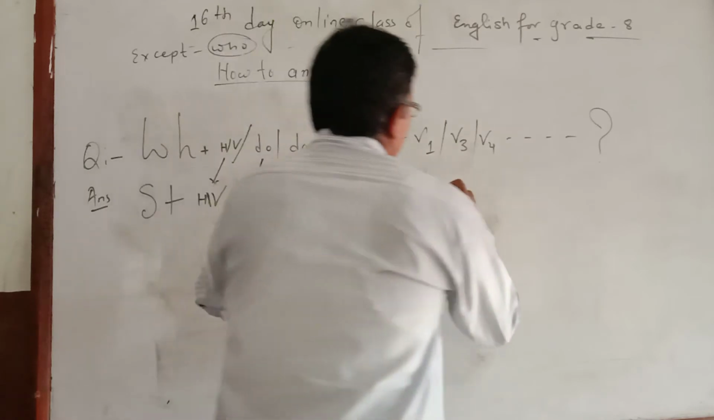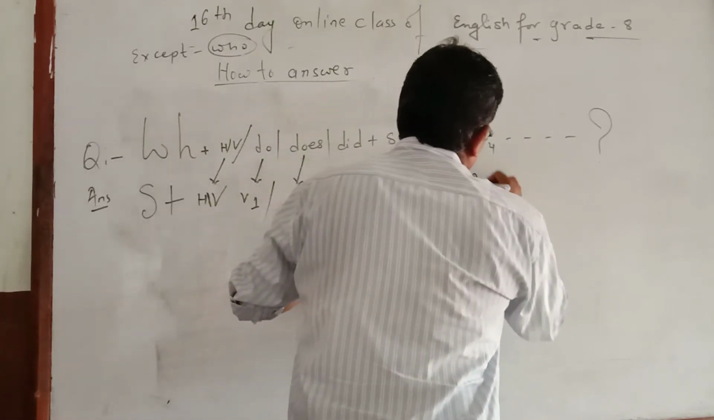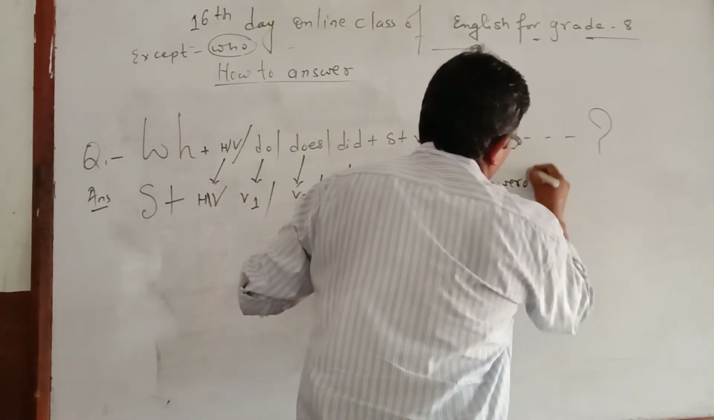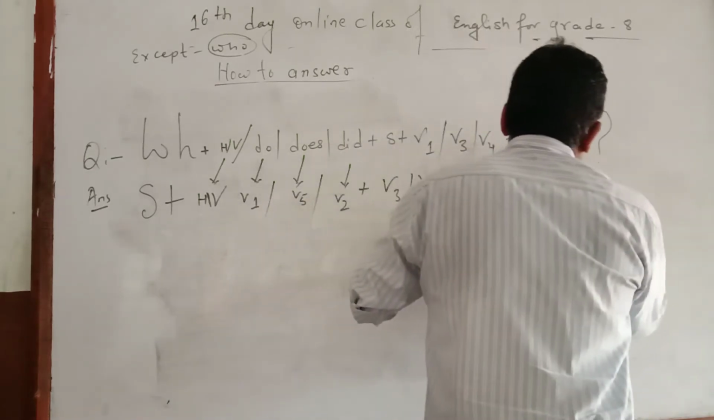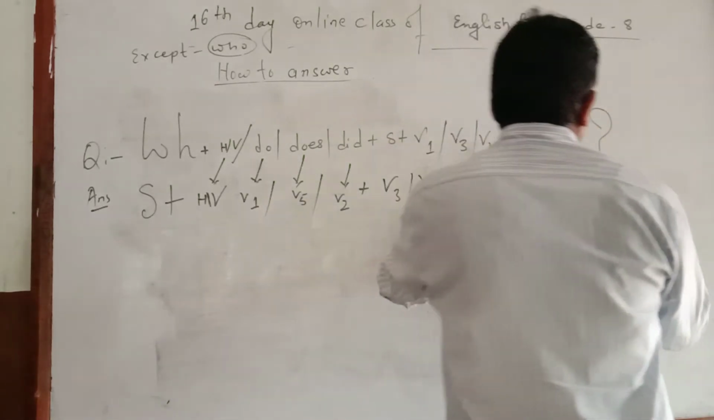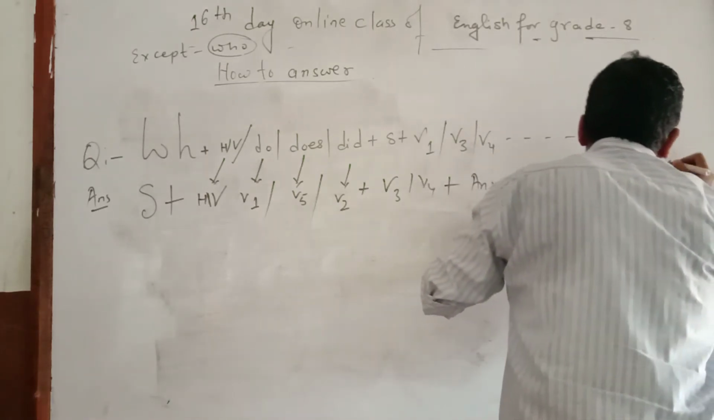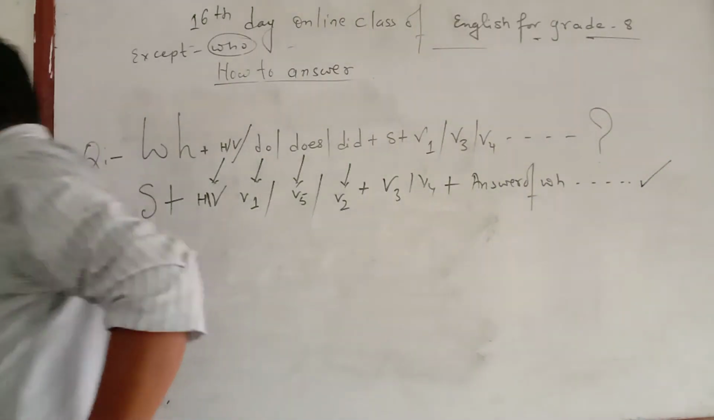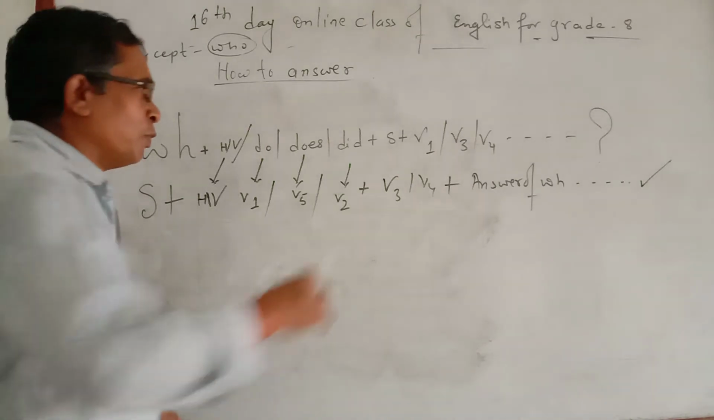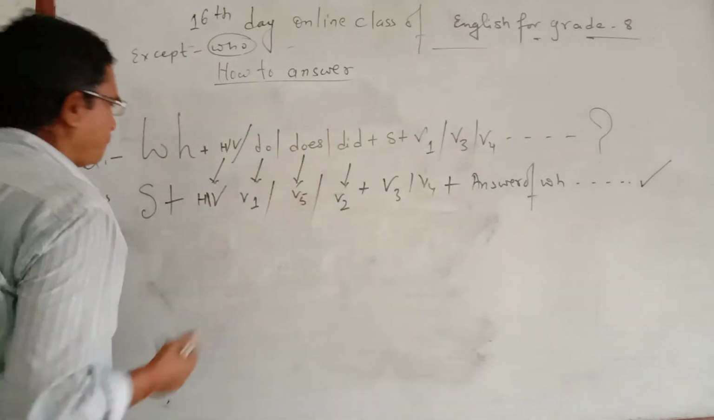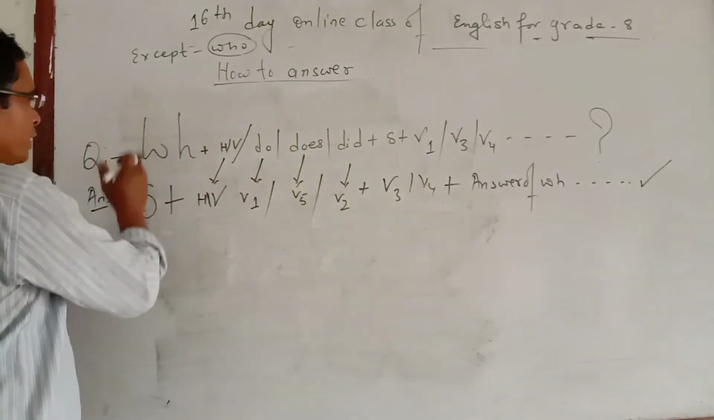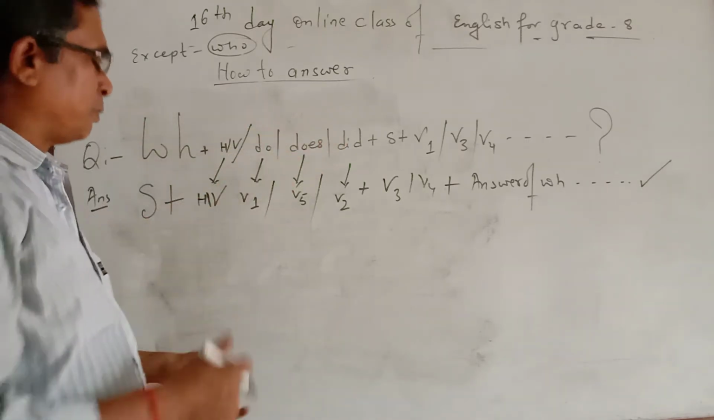After that, the answer of WH. After that, if there is something, then you write it as it is. If nothing, then a full stop at last. This is the answer that is asked of you. Now you watch how to answer as I told you. First, the formation of WH, how the WH structure is made.